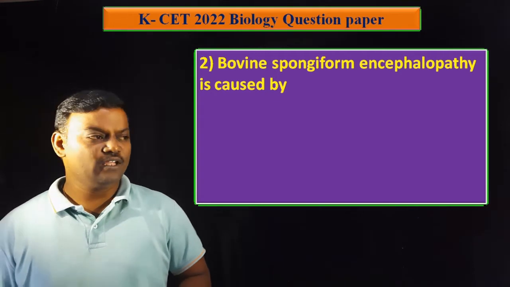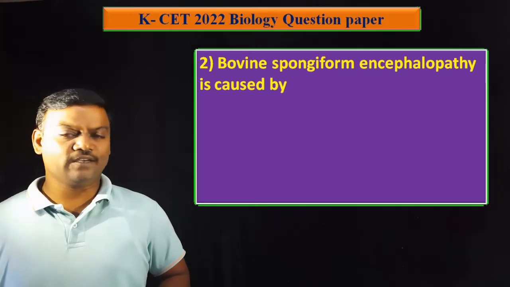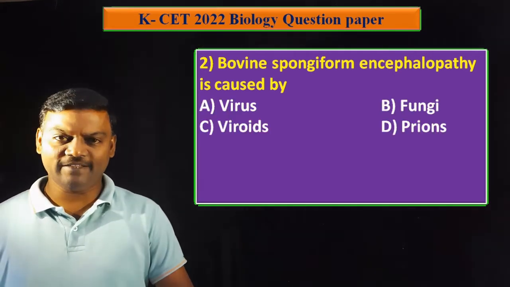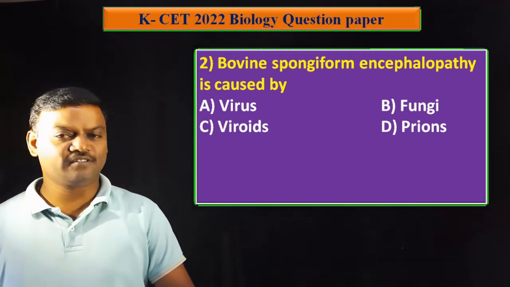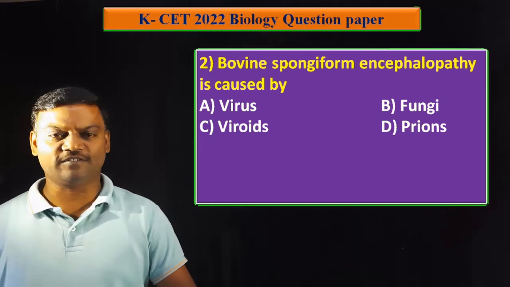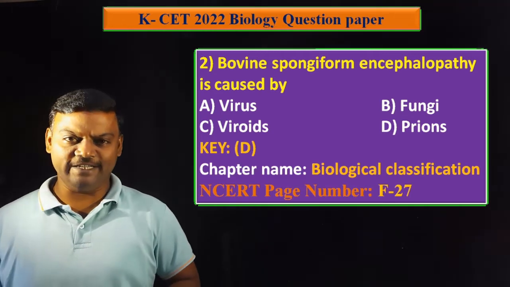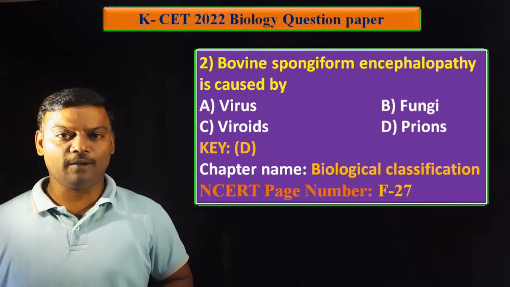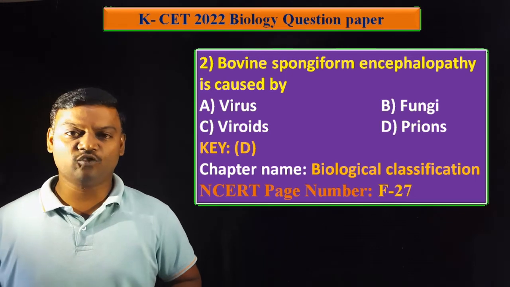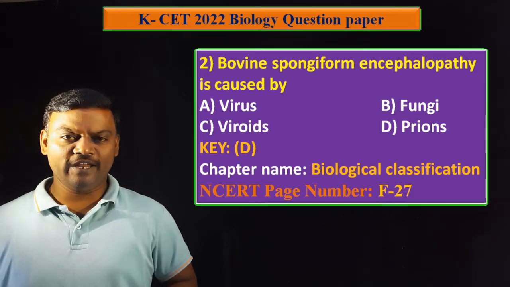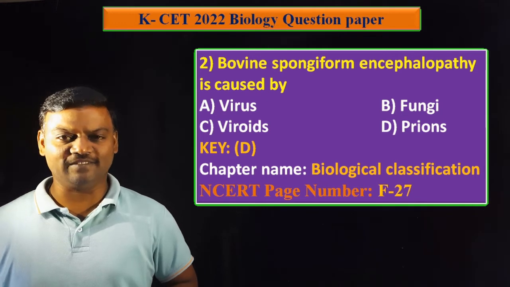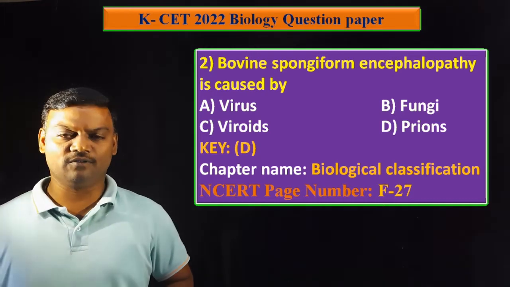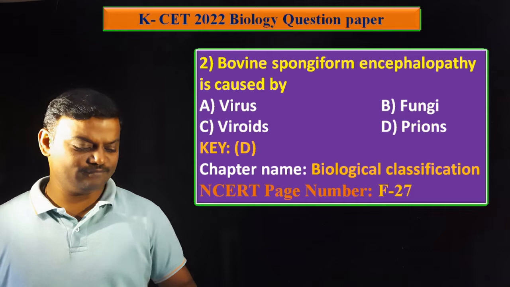The second question. Bovine spongiform encephalopathy is a disease caused by option A, virus; option B, fungi; option C, viroids; option D, prions. The correct answer is option D. Bovine spongiform encephalopathy is also called mad cow disease. This disease is caused by prions. Prions are proteinaceous structures. It is a question from biological classification, NCERT first year, page number 27.